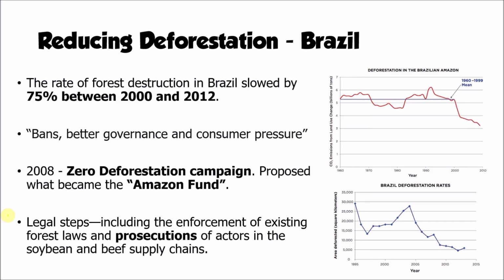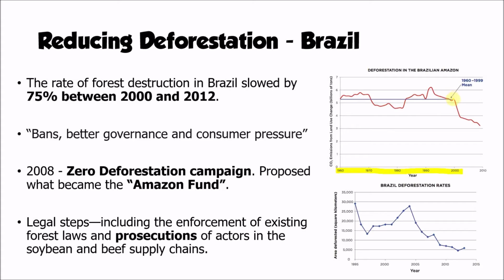Now, although Brazil has been criticised in the past for having very high rates of deforestation, it has actually done remarkably well in reducing those rates of deforestation. If we look at the graph on the right hand side at the top, we can see that over time, from the 1960s through to the sort of early 2000s, there wasn't really much change in the CO2 emissions from land use change, so from deforestation.